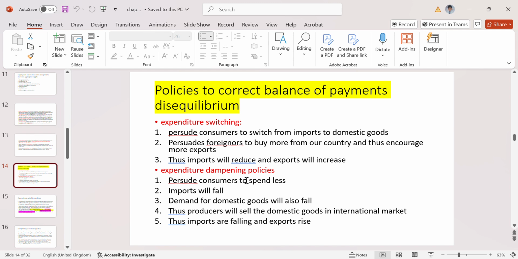The second type of policy adopted by the government is the expenditure dampening policy. As the name suggests, the objective of the government is to reduce the spending of the consumers. So consumers are persuaded to spend less. When the consumers spend less, the imports will fall, and demand for the domestic goods will also fall. Since people are not buying the domestic goods within the country, producers will sell the domestic goods in the international market, and hence exports will rise. So through expenditure dampening policy, the government tries to reduce the imports and increase the exports. So in both ways, exports are increasing and imports are reducing, which will improve the balance of payment situation in the country.